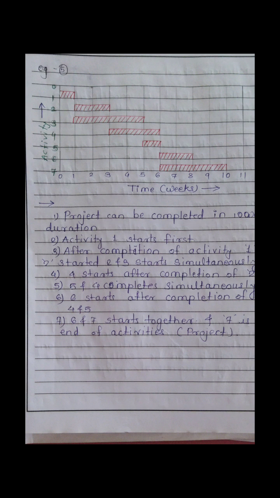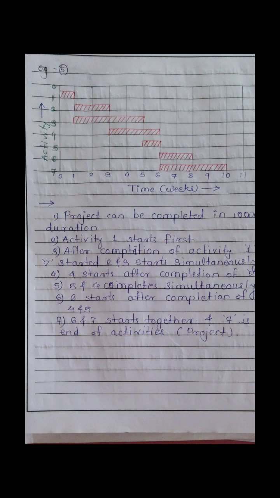Second, after finishing activity 1, activity 2 will start, and here you can see that 3 also starts at the same time. So the second and third start simultaneously, but activity 2 ends at the third week, and activity 3 ends at the fifth week. Here you can see the first, second, third, fourth and fifth week.